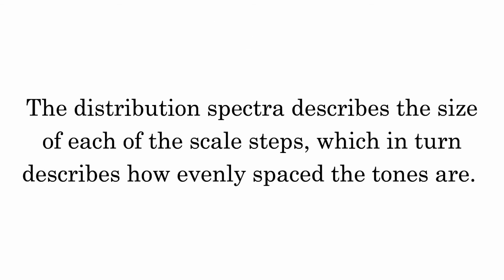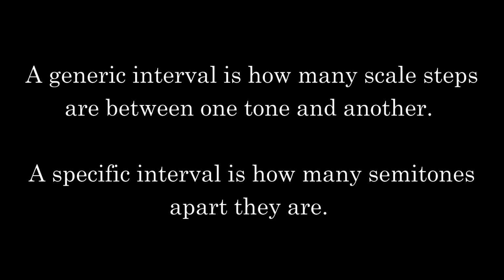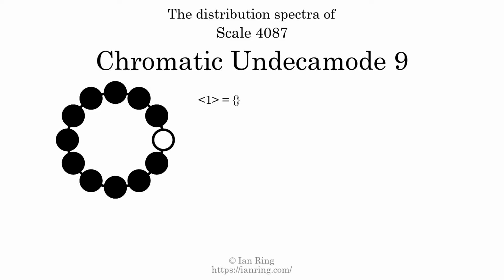The distribution spectra describes the size of each of the scale steps, which in turn describes how evenly spaced the tones are. A generic interval is how many scale steps are between one tone and another. A specific interval is how many semitones apart they are. The generic interval of one scale step comes in two different specific interval sizes: one semitone and two semitones. The spectrum width of this generic interval is the highest, 2, minus the lowest, 1, which equals 1.